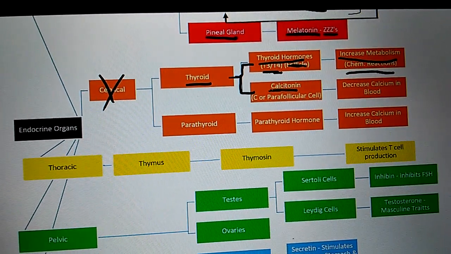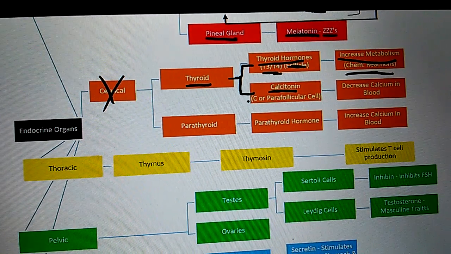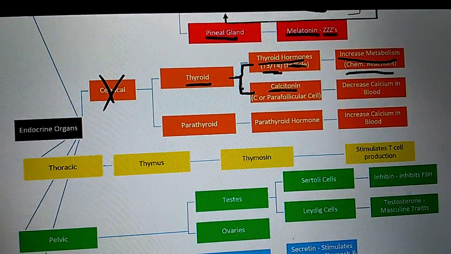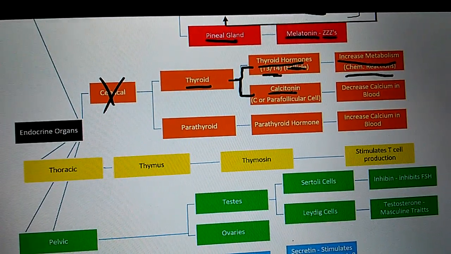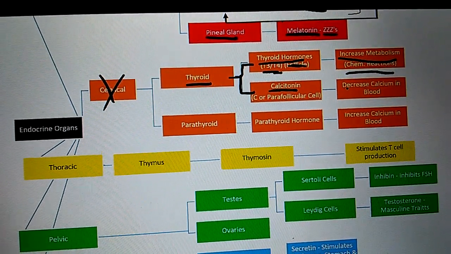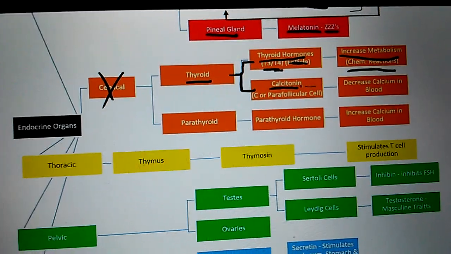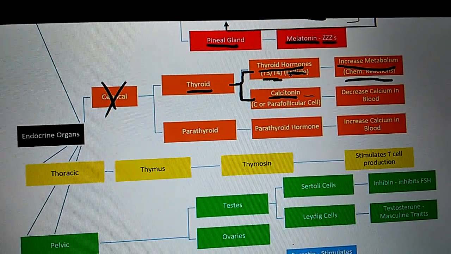Calcitonin. Is it produced by the thyroid gland or the parathyroid gland? Thyroid gland. What is the function of calcitonin? Decreases calcium in the blood. What does calcitonin do? Decreases calcium concentration in the blood.